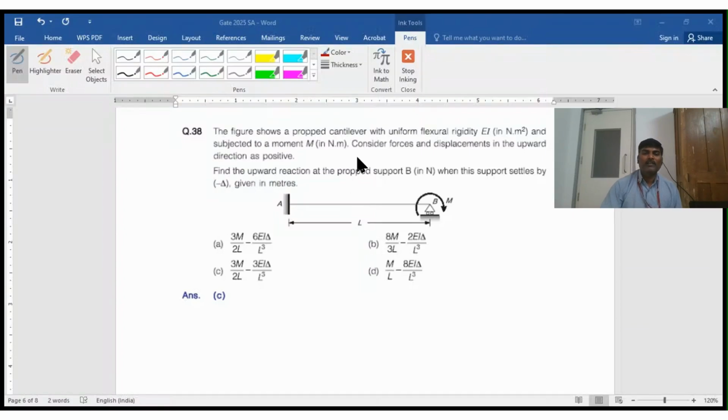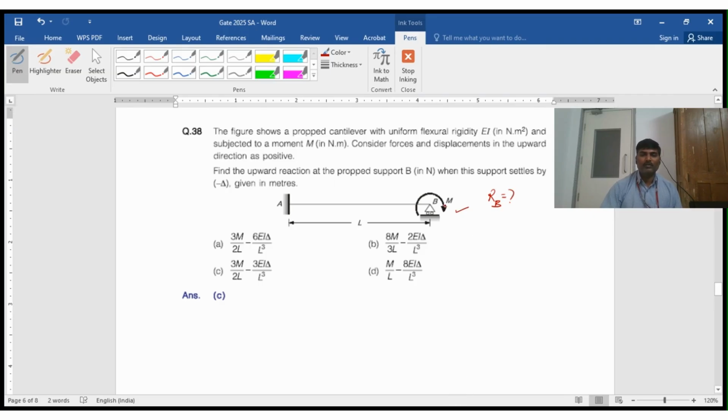Good morning, all. Let us see how we solve this GATE 2025 question in the subject structural analysis. The question says the figure shows a propped cantilever beam with uniform flexural rigidity and subjected to a moment, which is clockwise. Consider forces and displacements in the upward direction as positive. Find the upward reaction at the support B when the support settles by delta. So you need to find the reaction at B. Okay, this is the question.